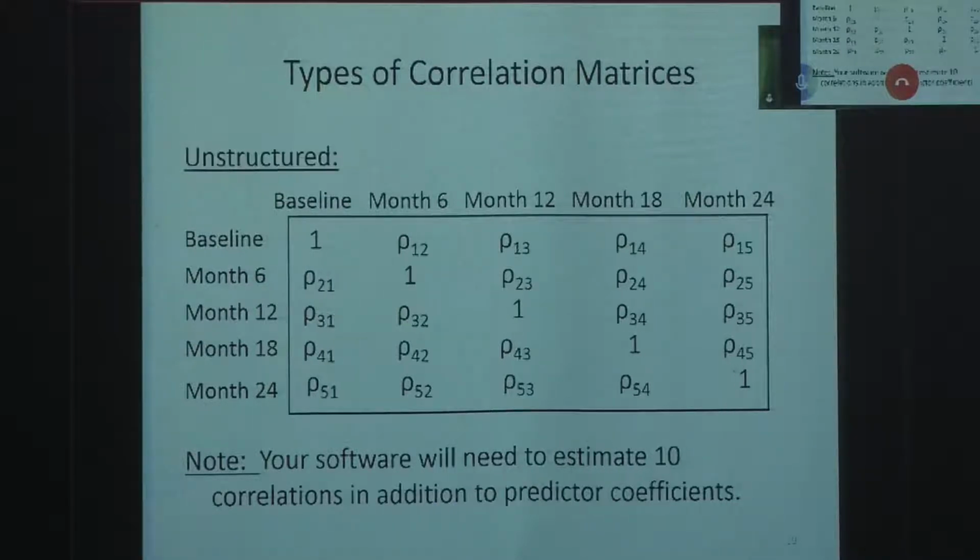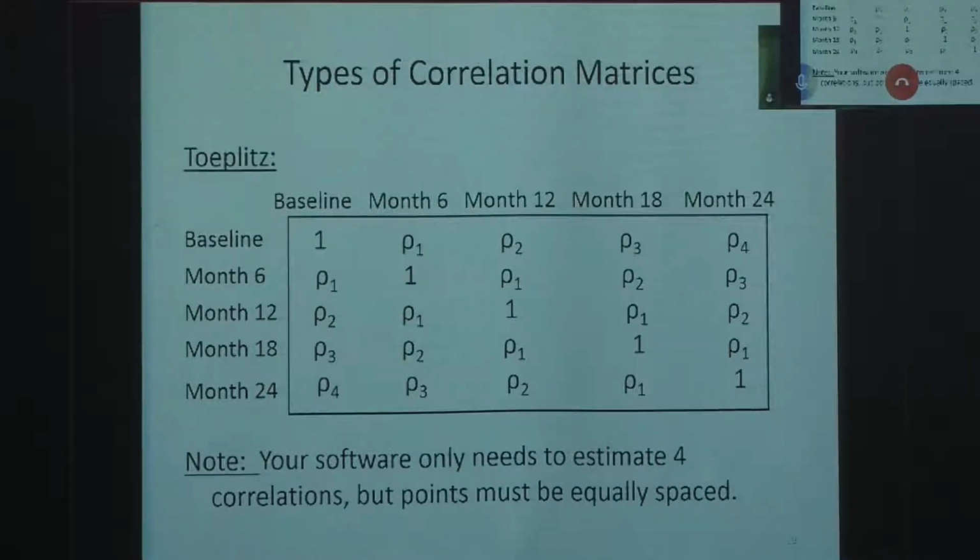So for the previous one, the instruction to the software would have been to write the code type equals unstructured, or make the choice type equals unstructured. What I'm asking you now is, would you be willing to tell your software type equals Toeplitz? That's how this is pronounced, Toeplitz. And what you'll see here is the baseline to 6 months. There's a correlation, I called it rho 1. Between baseline and 12 months, there's a different correlation. It can be weaker or stronger. Rho 2, baseline and 18, rho 3, baseline and 24, rho 4.